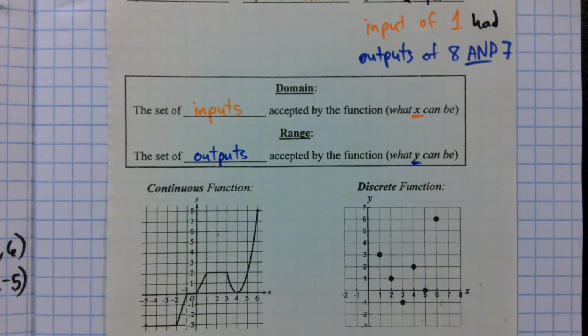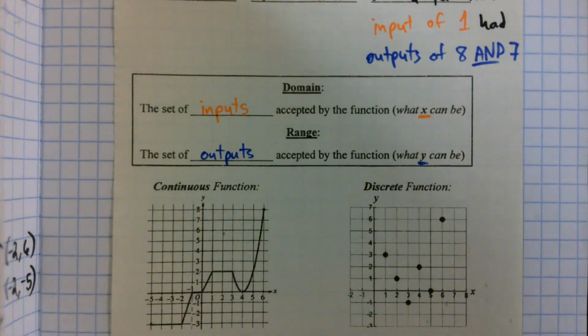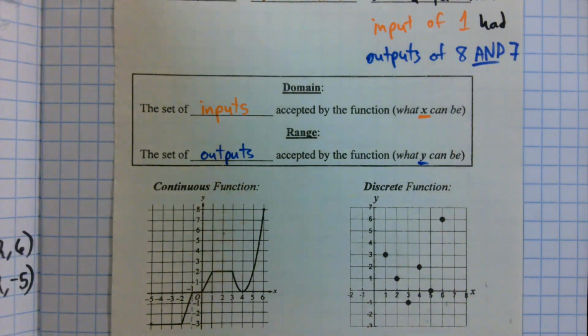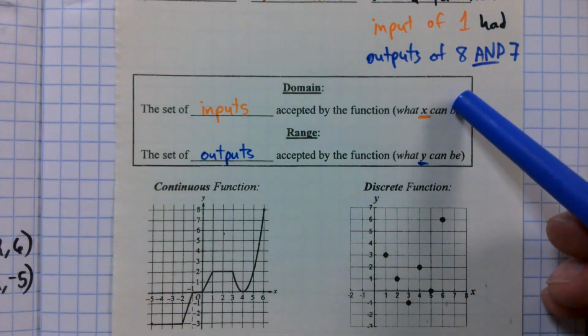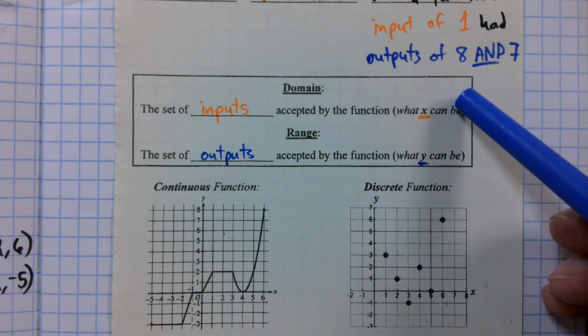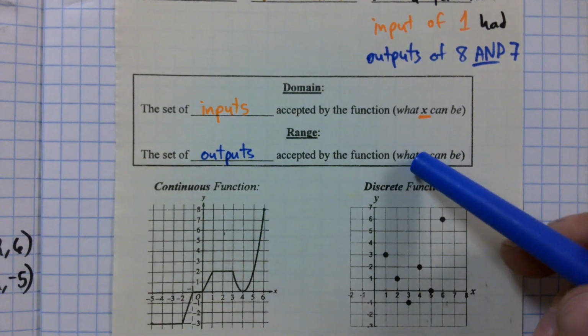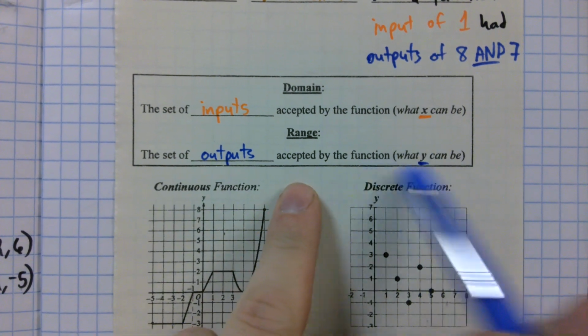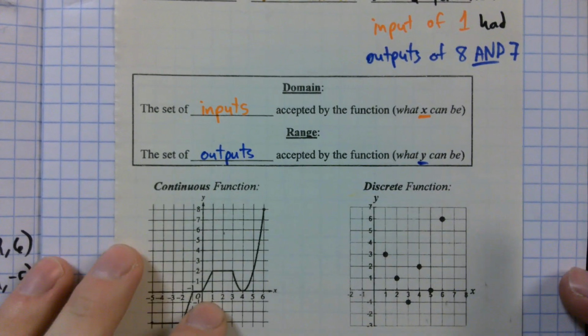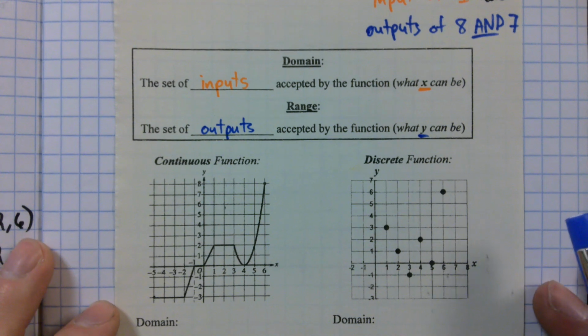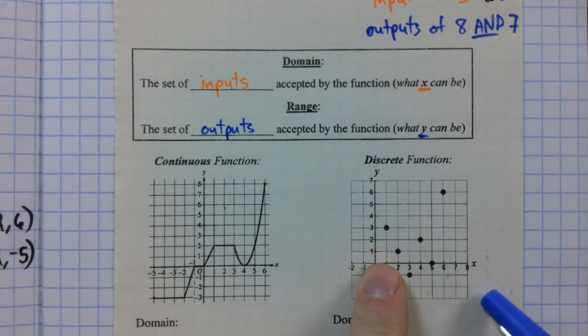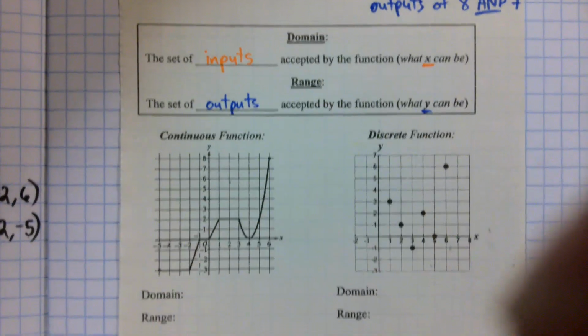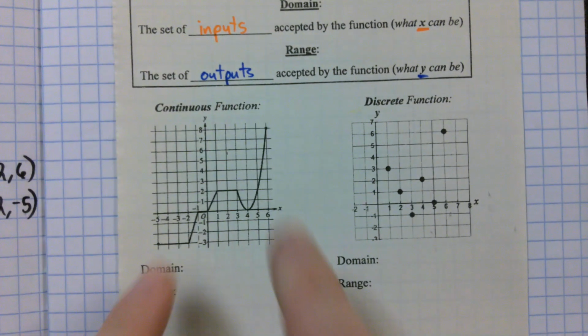Like we saw yesterday, was it number of vacuums we were selling? My domain, I could have sold 0 vacuums, 1 vacuum, 2 vacuums, all the way up to 10. My range, I could have made $0, $20, $40, $60. It's all the Y values accepted by the function. Now, we've only talked about discrete domain and range. Now we're going to learn about continuous domain and range too.